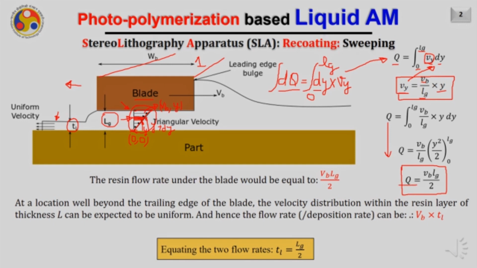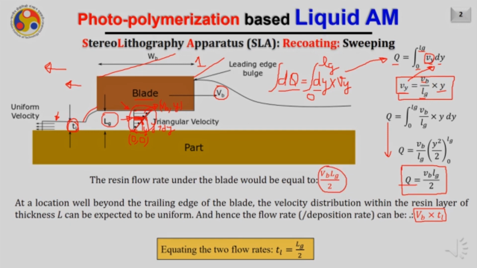Now this flow rate which we are getting under the blade should be equal to the deposition rate or the layer spreading rate at a very far away location. We will not consider close to the blade because in that case the thickness may be different, but at very far away the thickness will definitely be TL, that is the thickness of the layer spread, and it is spread when the blade is moving with a velocity of Vb. Then of course the flow rate or the deposition rate will be equal to Vb into the thickness of the deposited layer or the spread layer.